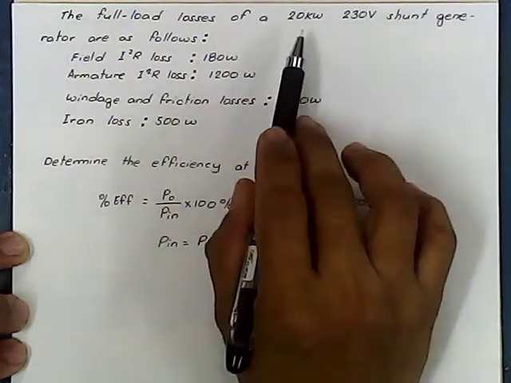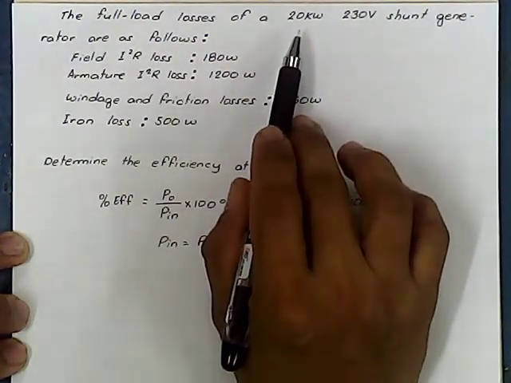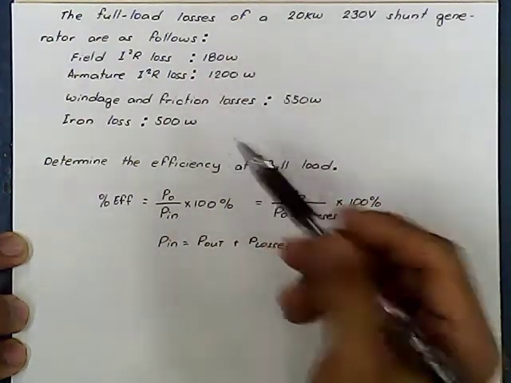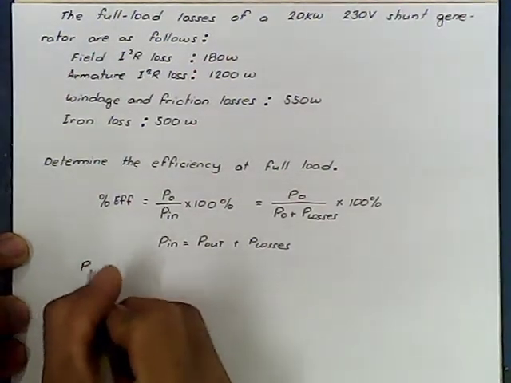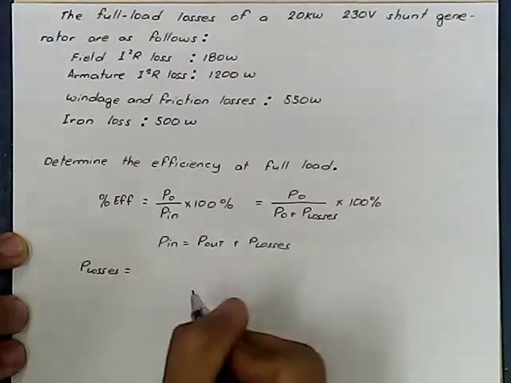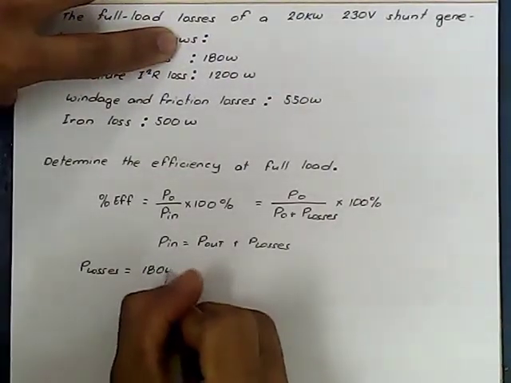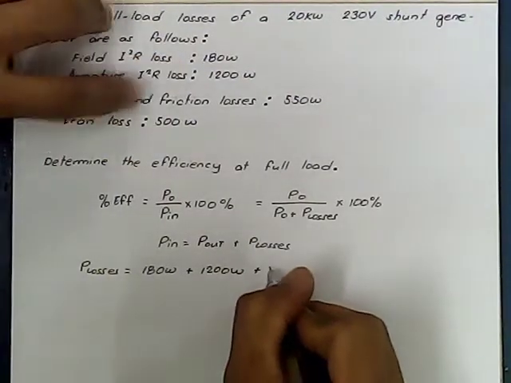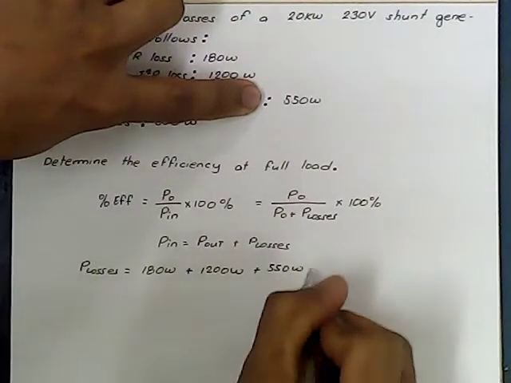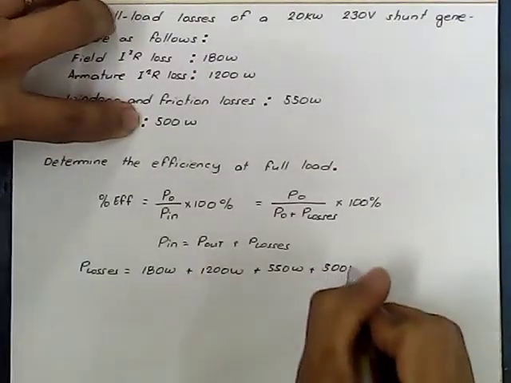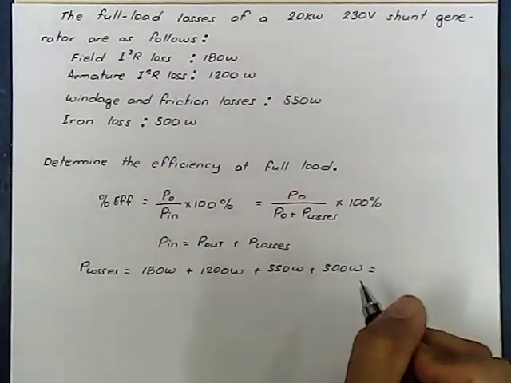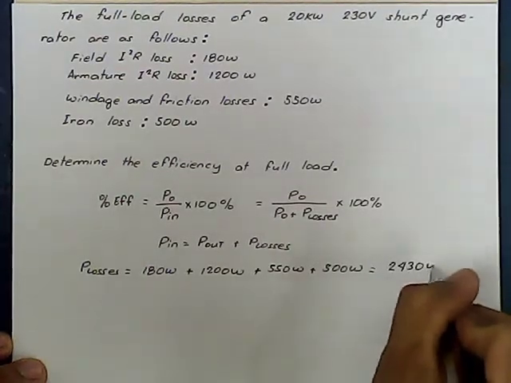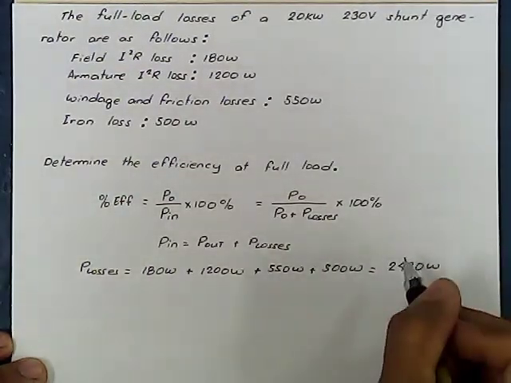Yung 20 kilowatt or 20,000 watts, ito na po yung kanyang power output. Kukunin na lang po natin yung total power losses. So for the power losses, nandyan na po yung 180 watts plus 1,200 watts plus 550 watts plus 500 watts. Ang total power loss ay 2,430 watts. Substitute natin yung mga value dito.